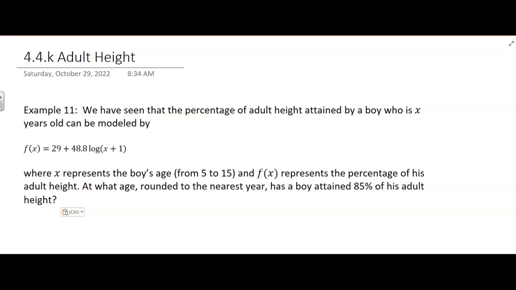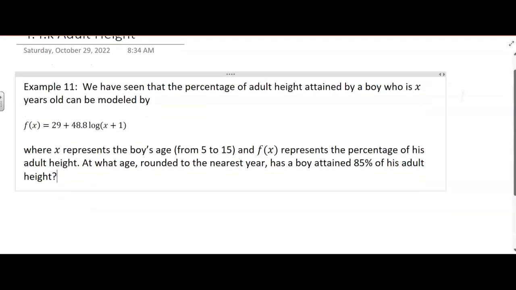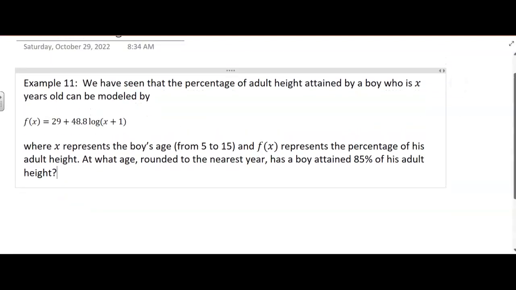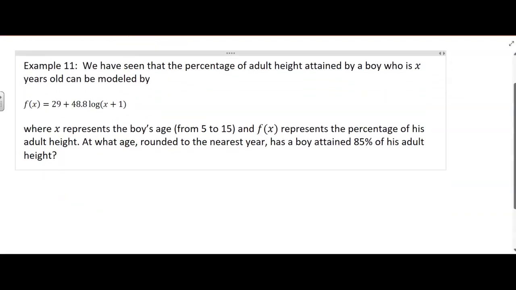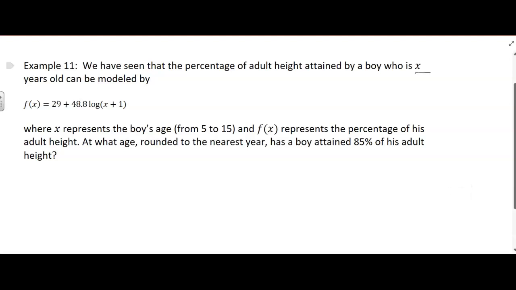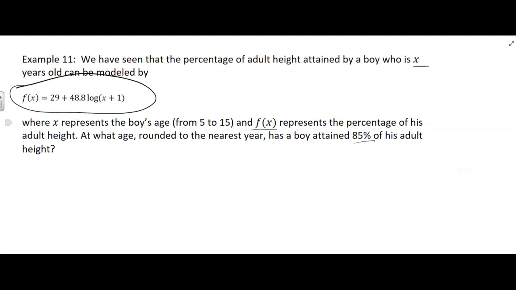Okay, so we're back to talking about the adult height for a boy and the model for that. So it says we've seen that the percentage of adult height attained by a boy who is x years old can be modeled by, and then here's our model right there, has a logarithm in it, a common log, where x represents the boy's age from 5 to 15, and f of x represents the percentage of his adult height. At what age, rounded to the nearest year, has a boy attained 85% of his adult height?